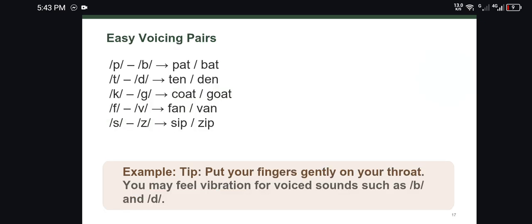So we have here the examples of easy voicing pairs, the P and B, which is pat and bat, and sip and zip. There is a difference.